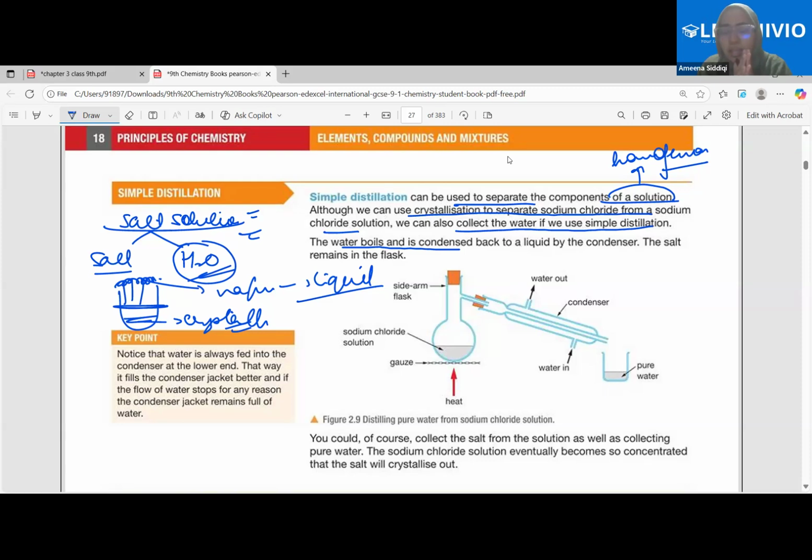So that is the only difference here between crystallization and simple distillation. What is the difference? In case of crystallization, we are boiling off water, we are not able to get the water back. Whereas in case of distillation, we are also able to have the water collected in the liquid form by condensing the vapor back to the liquid form. Fine.